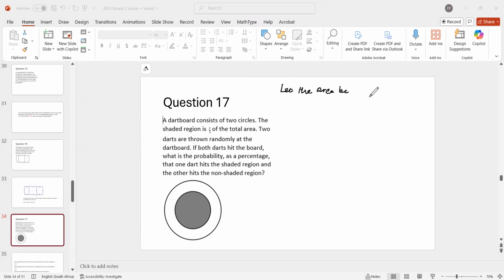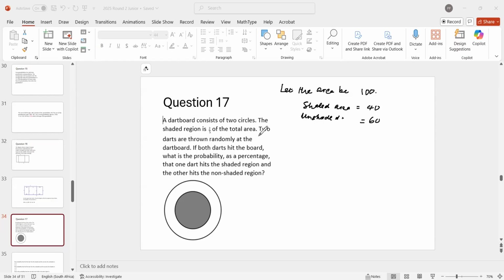I'm going to make it so the 2/5 goes exactly into it. I'll make it 100. So therefore, the shaded area is 2/5 of 100. That's 40. And the unshaded is 60. Area is 100 square units. We're not really interested in that.